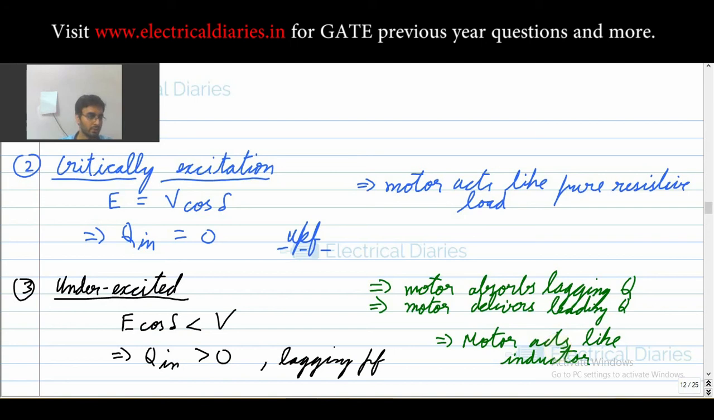So this video is all about these things, and this should be very clear in your mind that Q in is equal to V by XS into V minus E cos delta. Okay, and then things are clear, done. So this is all about this video.